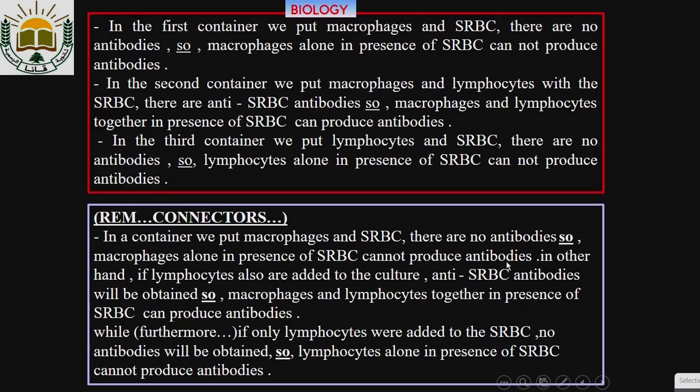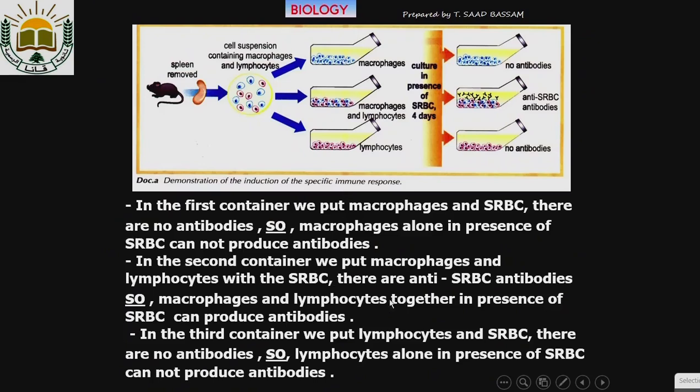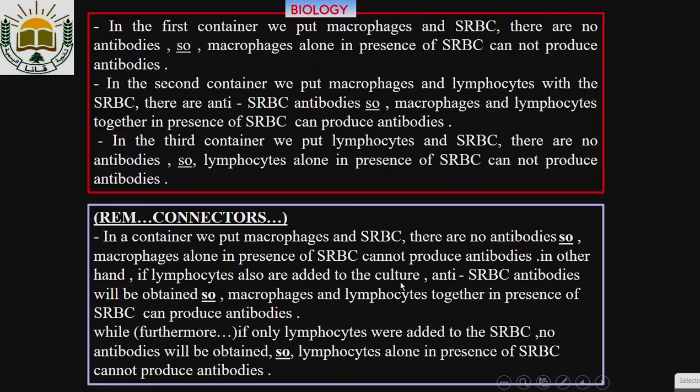Okay, now look at these two answers. The first one is the one I put first on the screen. And the second is if I want to use connectors. Please, friends, I repeat, write and study. Write as if you are in the class. I think you will do it. There's another one.